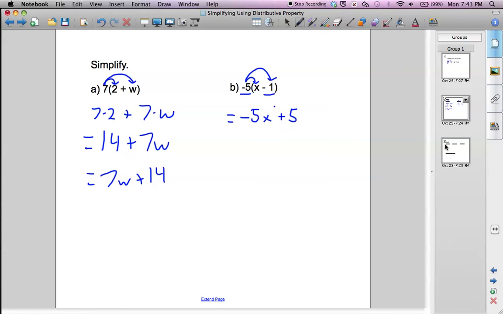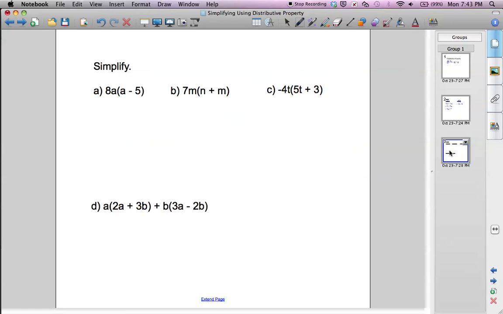We're going to do a few more complicated ones now. Here we have 8a outside of the brackets. So we do 8a times a. It's going to remain 8, there's no other number to multiply. And a times a is going to be a squared.